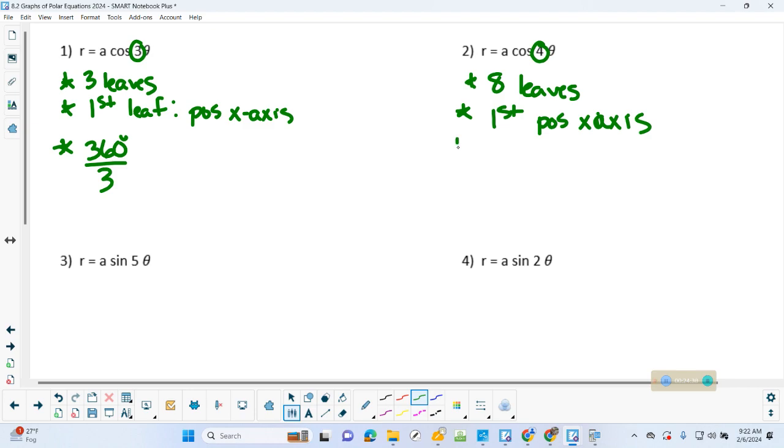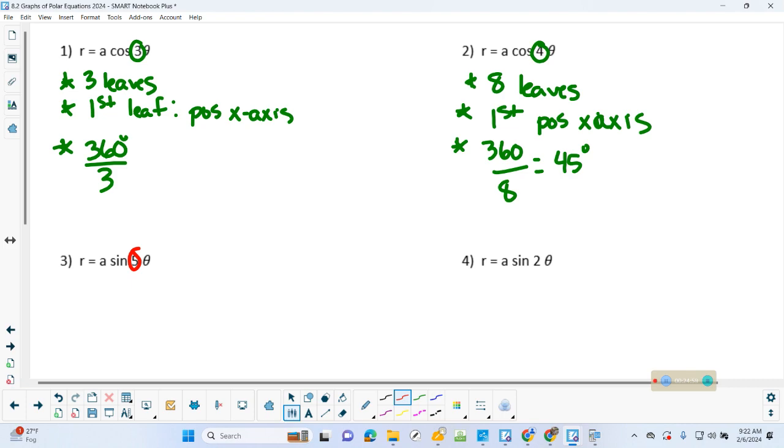To get the remaining leaves, because there's 8 of them, do 360 divided by 8. What's 360 divided by 8? 45. So now every 45 degrees, I'm going to draw a leaf at 45, 90, 135, 180, 225. I'm going to keep adding 45 to get all my leaves. It's going to be fun.